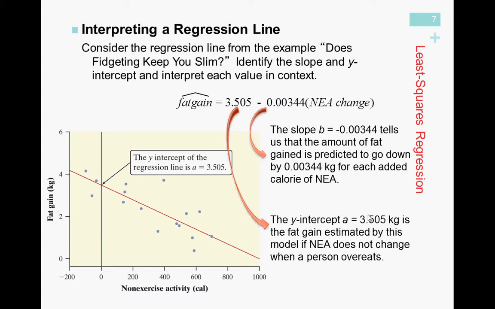Then the y-intercept, 3.505, is the fat gain estimated by this model if NEA does not change when a person overeats. So when the x value, the NEA change, is 0, that's what we predict the fat gain to be. It's our predicted value of y when our x value is 0. So when NEA change is 0, that's what we predict the amount of fat gain to be.